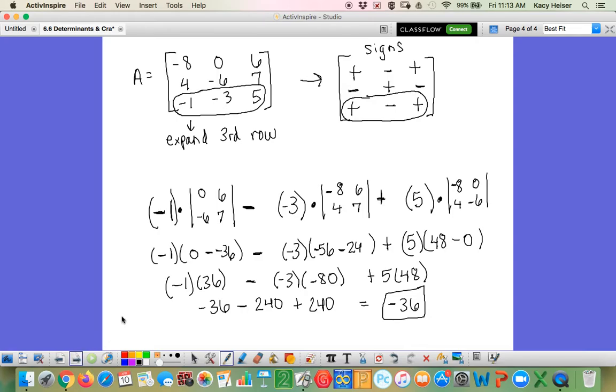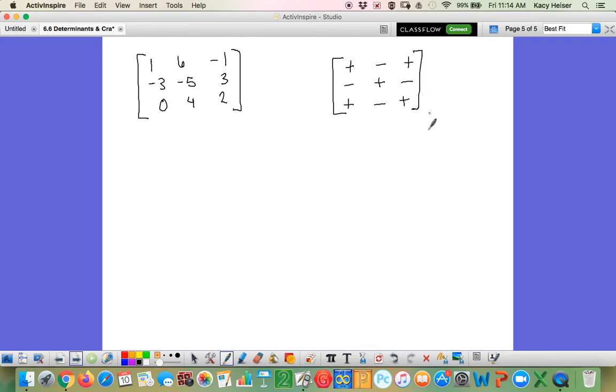I'm going to do another one. Let's say the matrix is 1, 6, -1, -3, -5, 3, 0, 4, 2. I'm going to write that sign matrix here again as well, just so I remember. On this one, let's say that I expand the second column.